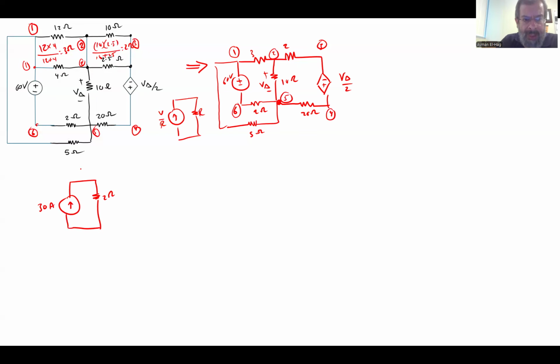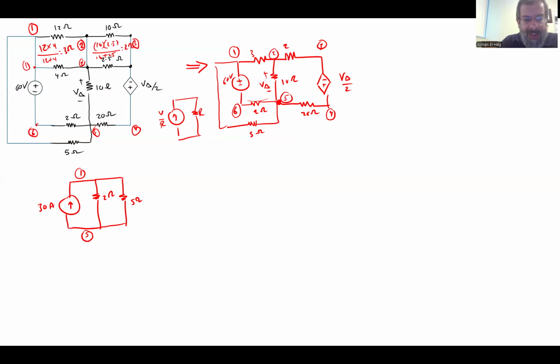So this is node number 1, and this would be node number 5. Because the 2 ohm was in series between 1 and 5, the parallel will be 1 to 5. Now the 5 ohm resistance is also between 1 and 5. So this resistance is also in parallel with the 2 ohm. So we have here 5 ohms. So this is 1 and this is 5.